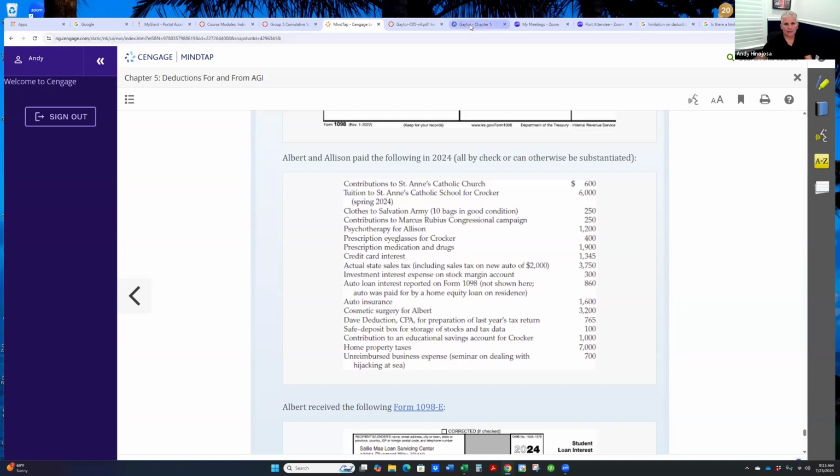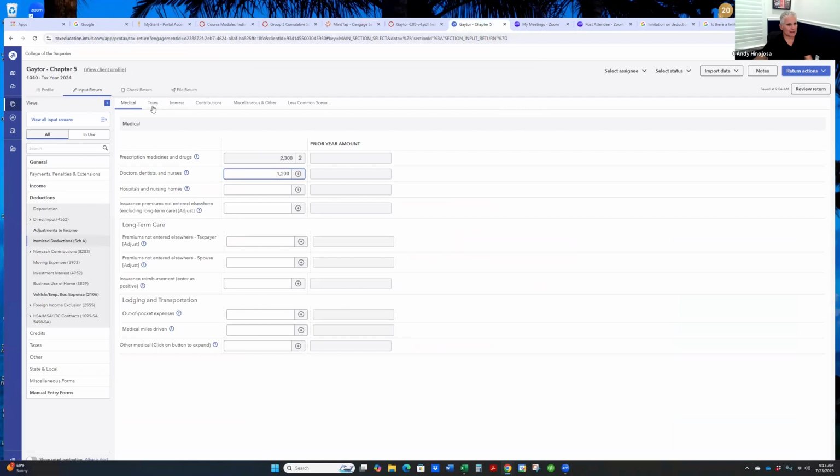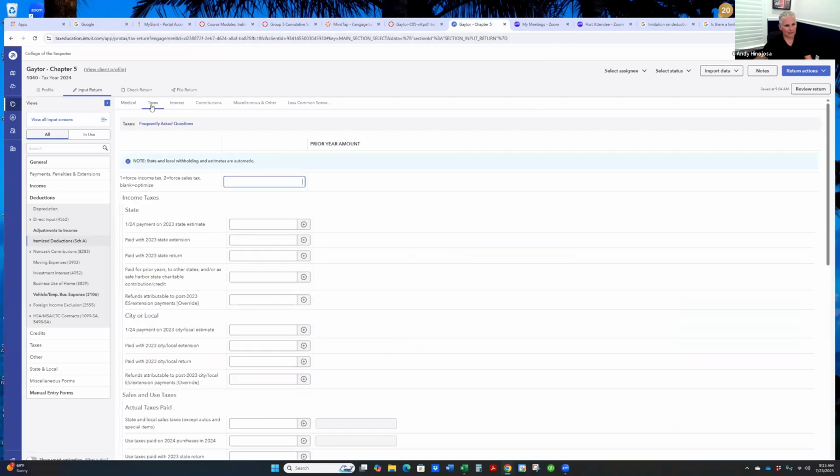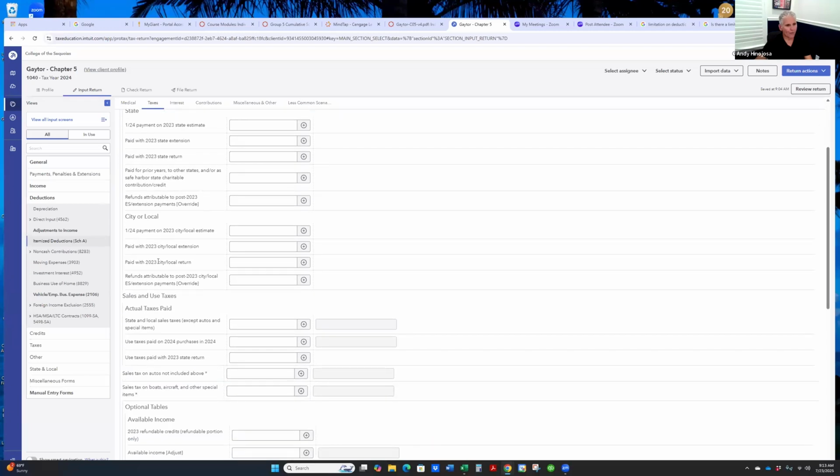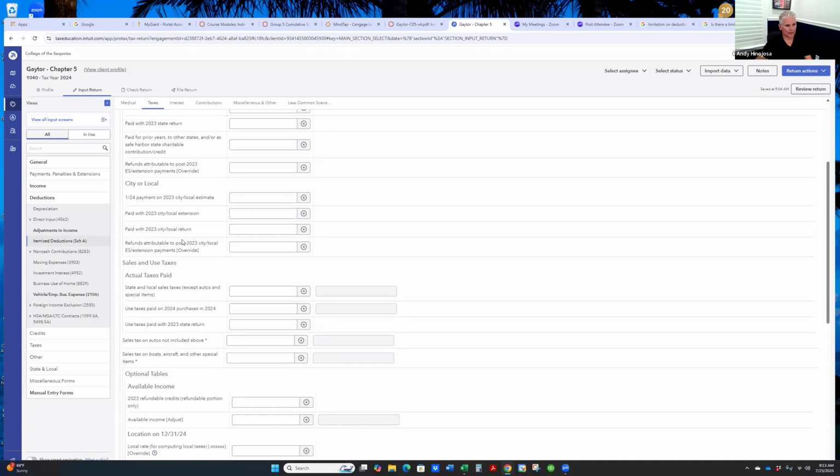Let's go to taxes. The taxes tab, we'll click on it. We have state income taxes. Since they live in Florida and there's no state income tax, there wouldn't be any dollar amount associated. If they paid for state extensions or returns, anything associated with the state would go there. Again, here as well. City and local, if they have a city income tax, the example would be New York City. New York City has an income tax. Most cities do not, so definitely in Florida, they do not.